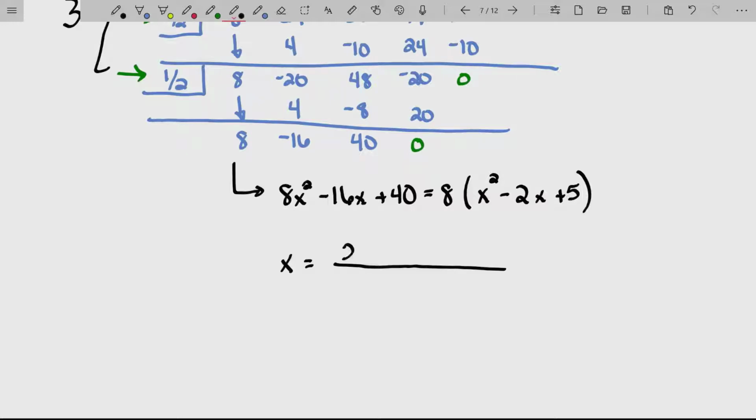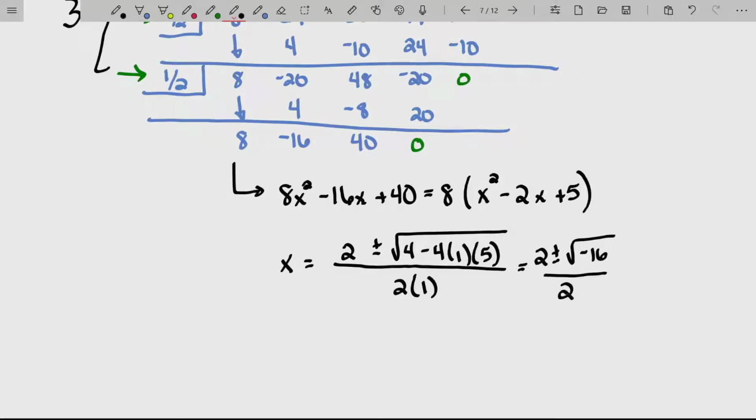So x is equal to the opposite of negative 2, plus or minus the square root of that negative 2 squared minus 4 times a times c, all over 2a. You get 2 plus or minus the square root of 4 minus 20, or negative 16, all over 2. And when you simplify this down, 2 plus or minus the square root of 16 is 4i, because the square root of negative 1, divided by 2. So you have two possibilities.